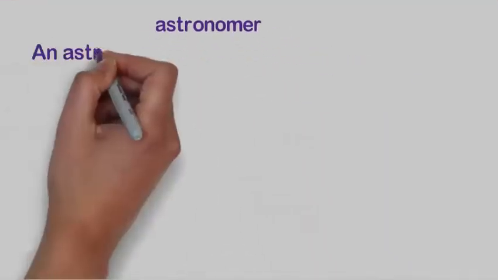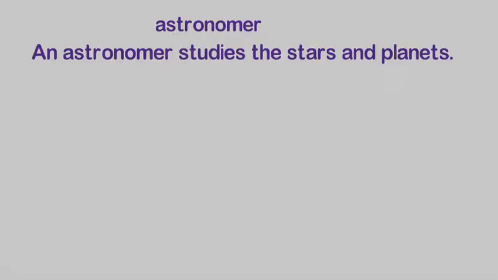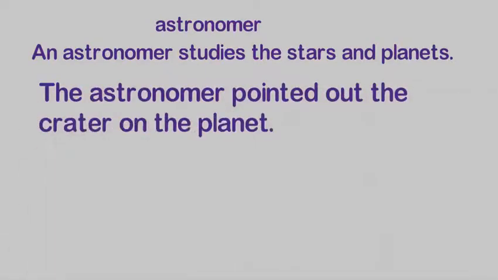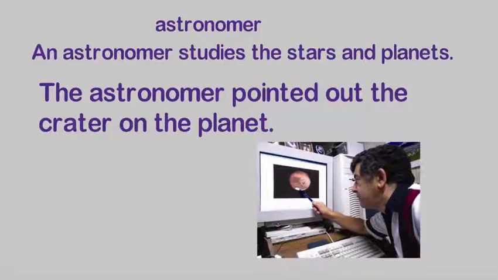Our first word today is astronomer. An astronomer studies the stars and planets. So an astronomer is the person who studies the stars and planets. Like our example: the astronomer pointed out the crater on the planet. The astronomer pointed out the crater on the planet.